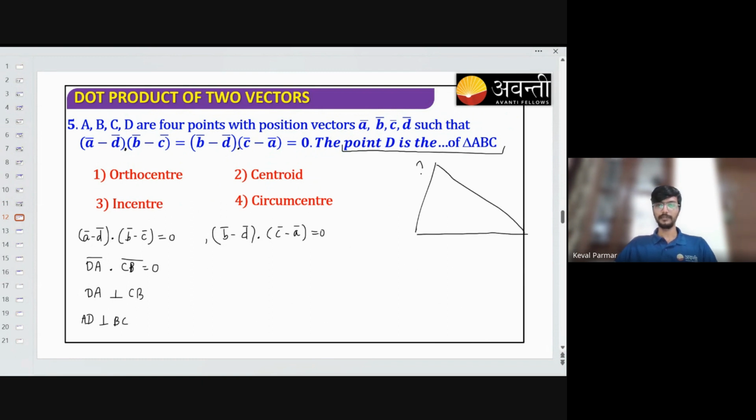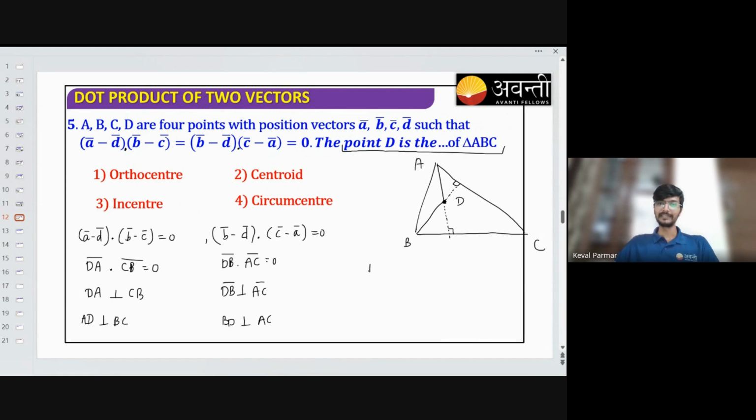So let's draw a triangle here. A, I'll write it A, B and C. And D is any point here. So they have given AD, if I extend it, is perpendicular to BC and D lies on it. That means if AD is perpendicular to BC, let's look at the second condition. This is DB vector dot AC vector is equal to 0. That means DB vector is perpendicular to AC vector, or I can say BD is perpendicular to AC. Here also BD, if I extend this, it is perpendicular to AC.